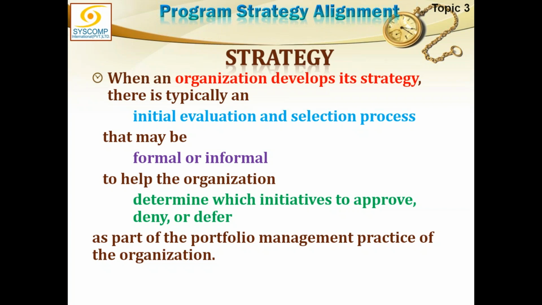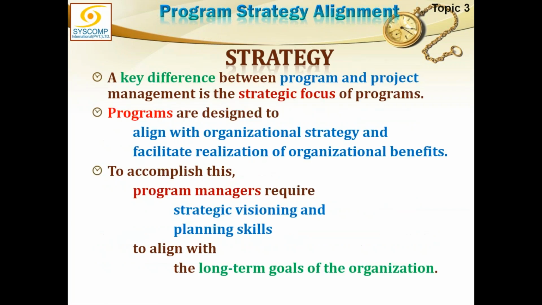So here we are talking about the initial evaluation and selection process that will formally or informally help the organization determine which initiatives to approve, deny, or defer. When we say approve, deny, or defer, that is whether this feasible project or program should be done now or later. Because the business case determines whether it is feasible or not, and portfolio determines whether funding can be given to this project on priority or not. So you have to understand the different nature of portfolio and the business case.